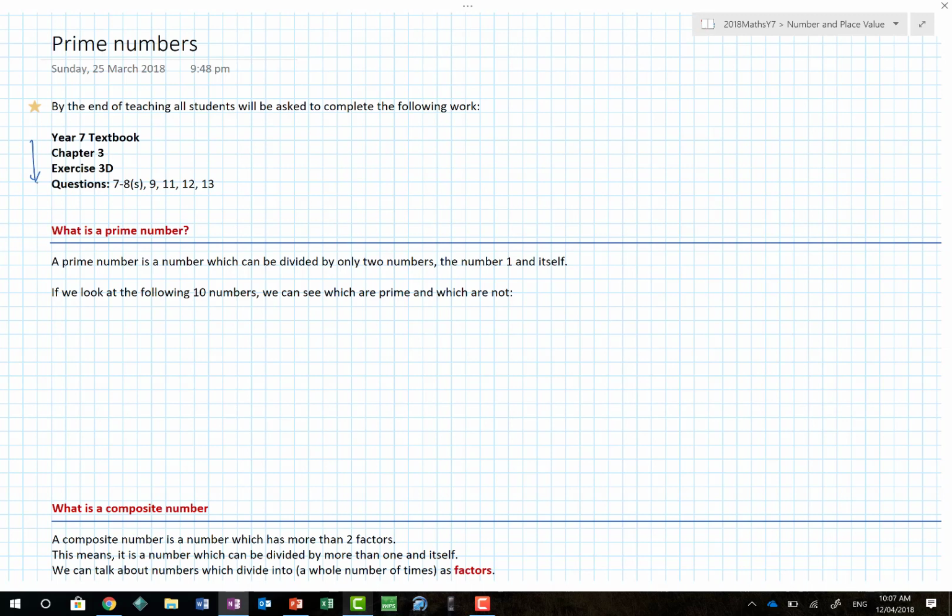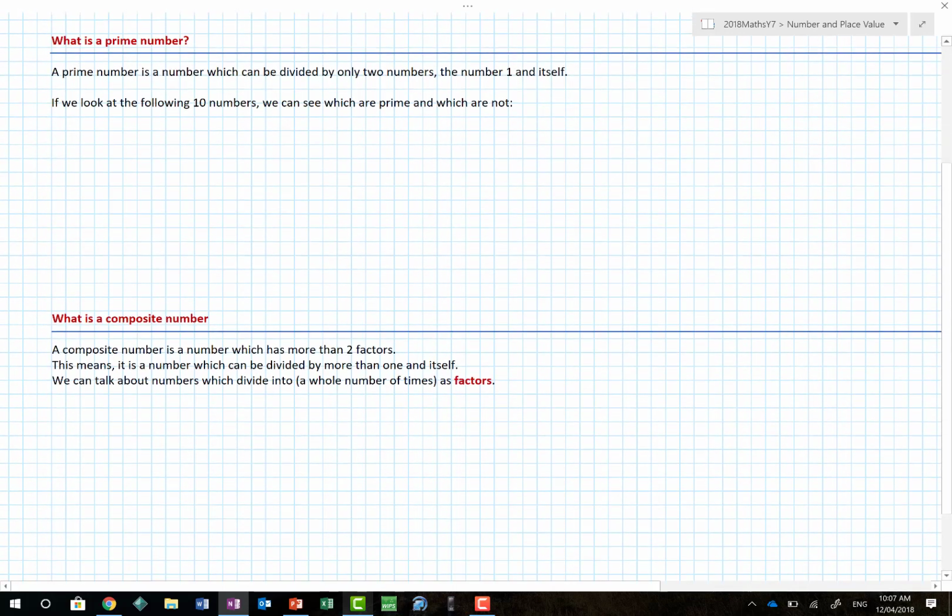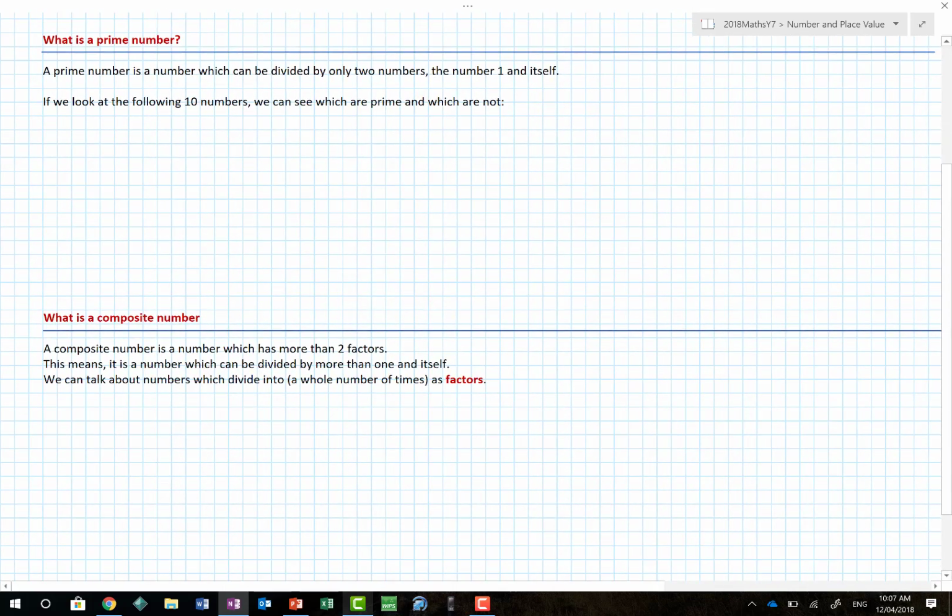So, what is a prime number? Well, I've already copied this from a previous slide and a previous video. It is a number that can be only divided by two numbers, the number 1 and itself, or it only has two factors. Remember, we've already met the word factors, and if you don't know what that is, see my previous video, where a number is divisible without a remainder.